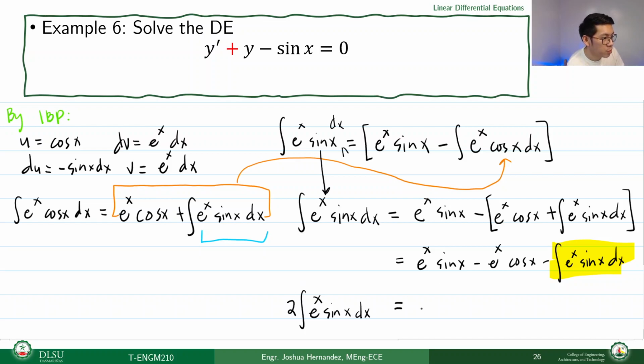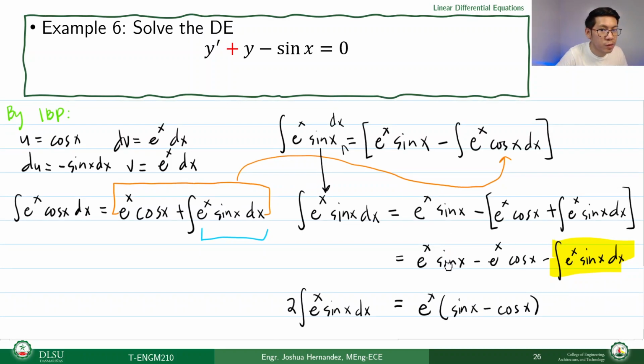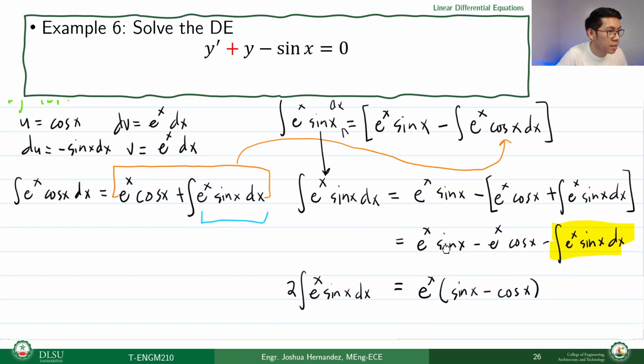And we'll have an expression. Pwede natin i-factor out si e to the x, no? e to the x times sine x minus cosine x. Ayan. So, mas maliwanag na tayong expression. So, expanding this further will give us, actually, taas ko lang ng kaunti, no?